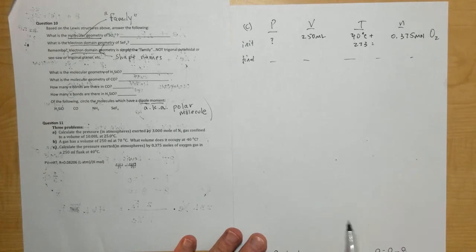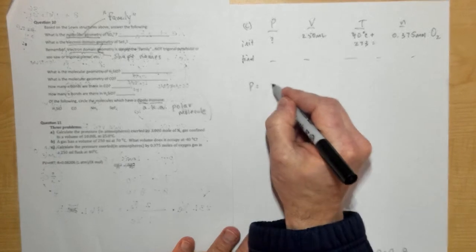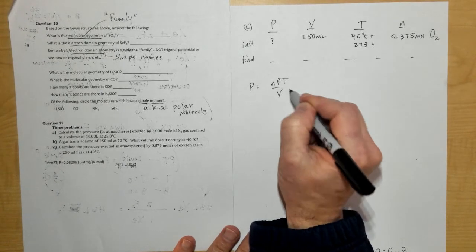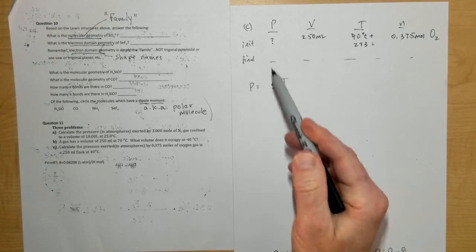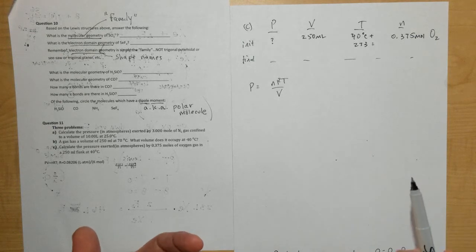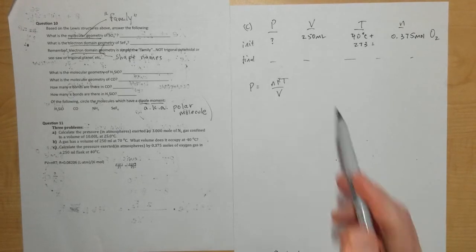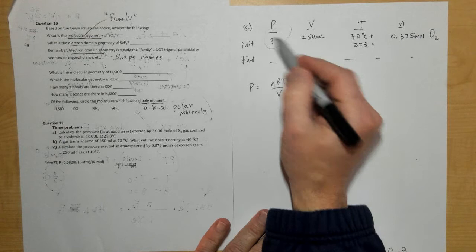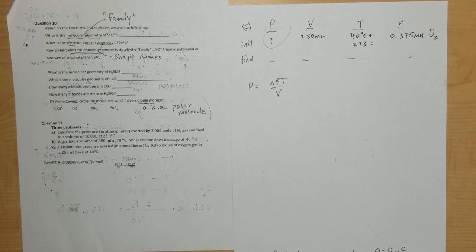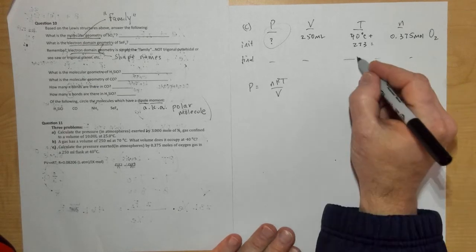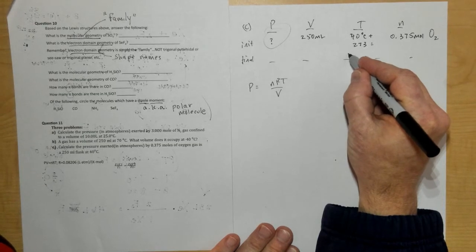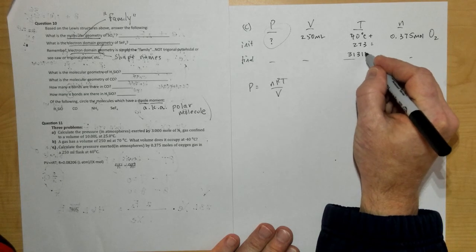And so once again, we know that we're going to use P equals nRT divided by V, because there's no P1 V1 or T1 or P2 V2. There's just these conditions, and they're asking for this one right here. All right, so this adds up to, I believe, 313 Kelvin right here.